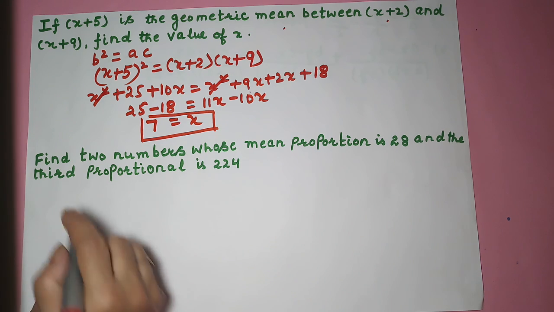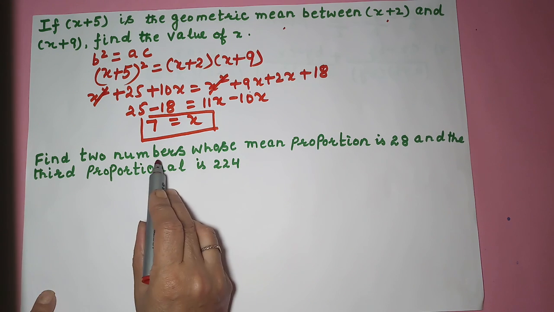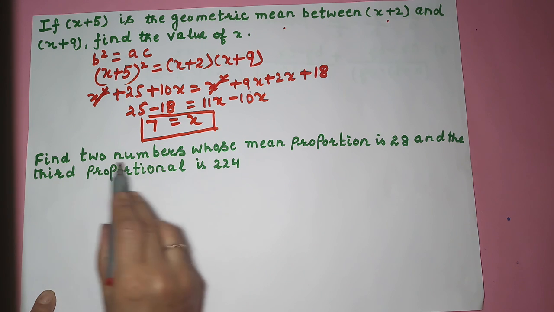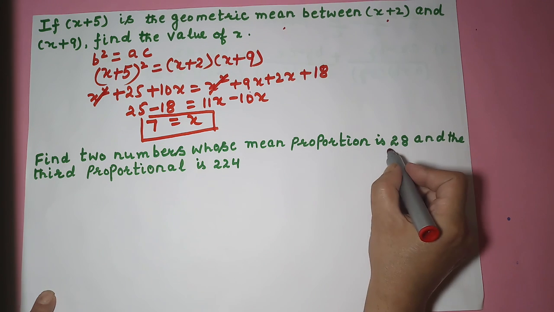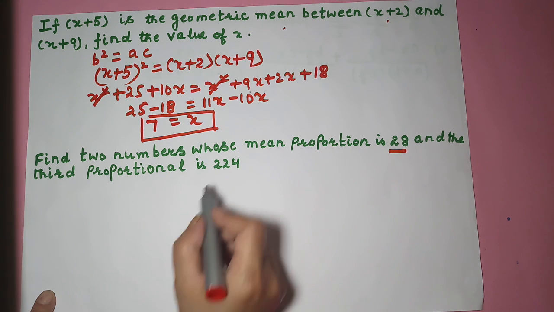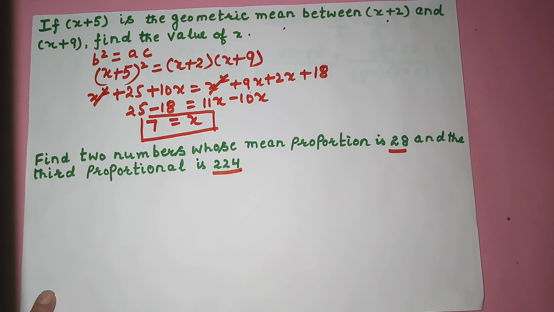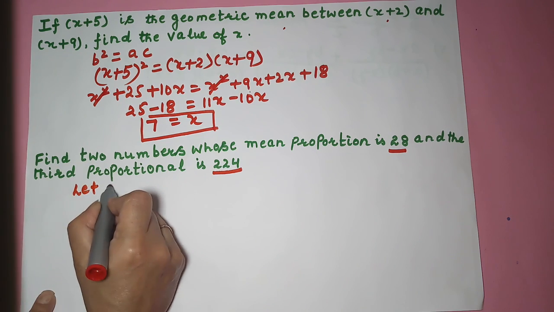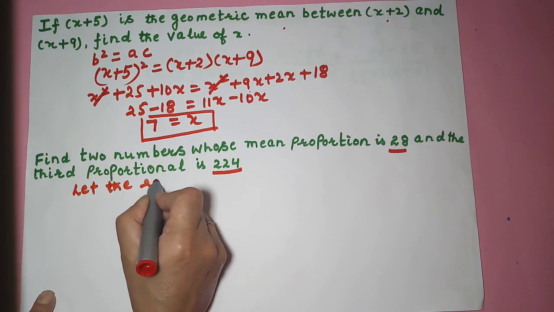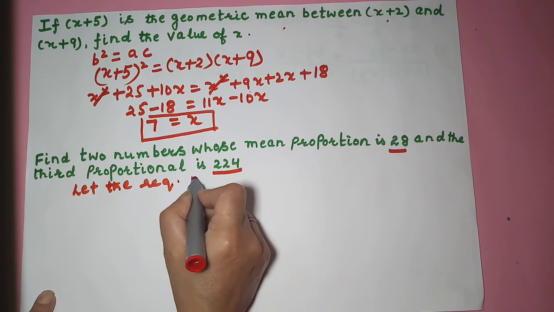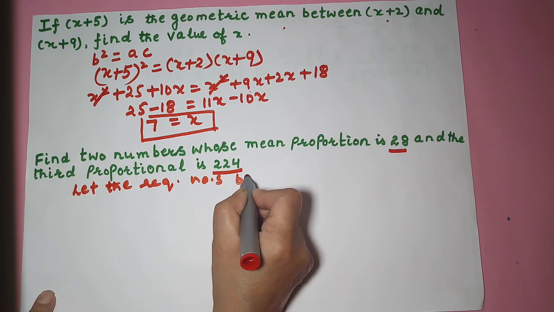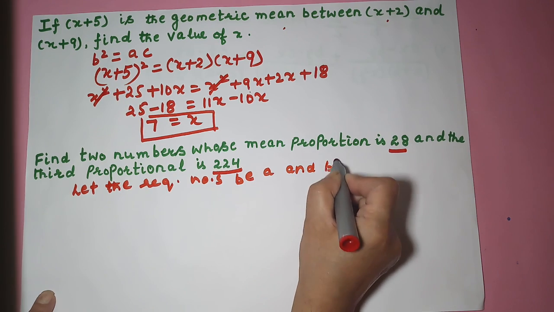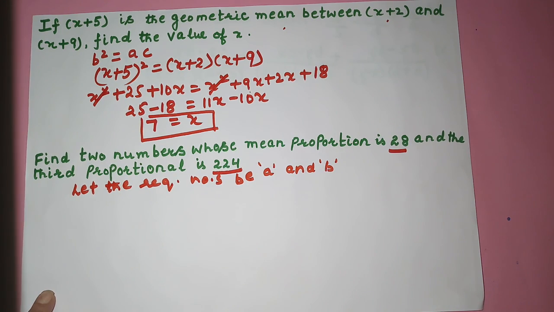Again, then we have two numbers. Now, this question is also similar to the previous one which we did. Find the two numbers whose mean proportion is 28 and the third proportional is 224. So, let the required numbers be a and b. Now, we know the procedure. This time we will take a and b.